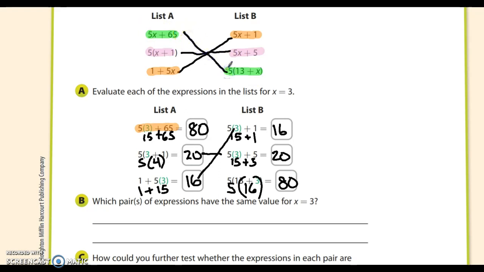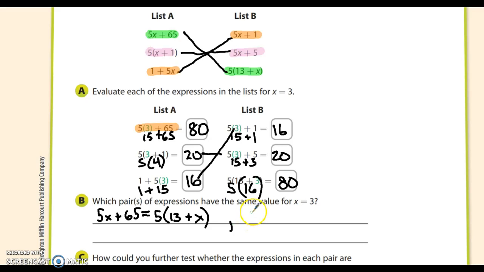All right, question B says, which pairs of expressions have the same value for x equals 3? In other words, we already matched them up, but it's now asking us to say which ones are equivalent or have the same value. I'm going to write it this way. 5x plus 65, that's equivalent to 5 parentheses 13 plus x. All I'm doing is writing on the lines the matching that I did earlier. And comma, because I've got 3 sets of answers that are equal to each other.